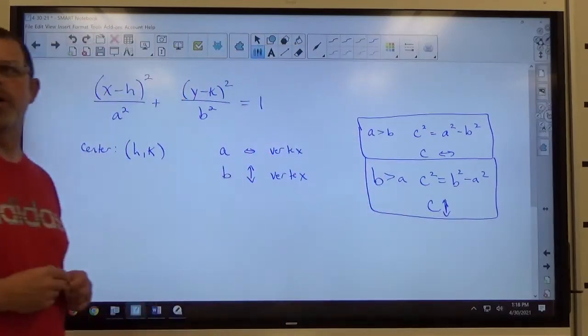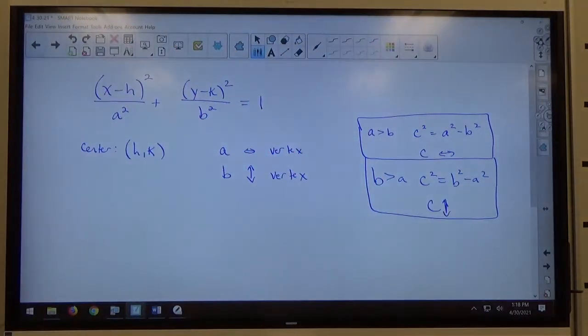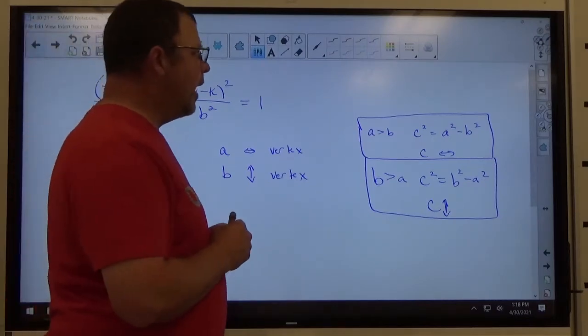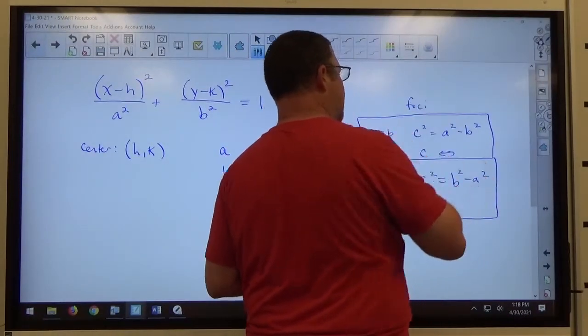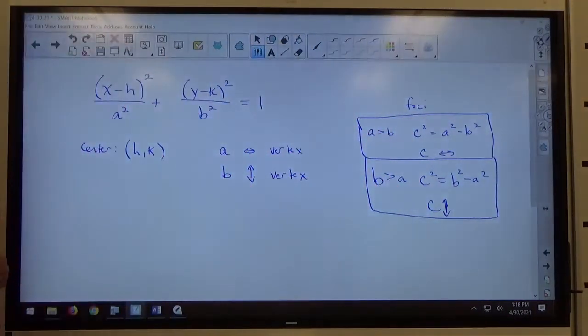The foci always lie on the major axis, the longer axis. If a is bigger than b, the horizontal axis is longer, so c has to go left and right on the horizontal axis. If the vertical axis is bigger, because b is bigger, c wants to live on the vertical axis because that's the major axis. All right? And c is the focal length. So the 2 foci that we're trying to get are going to be c left and right from the center.